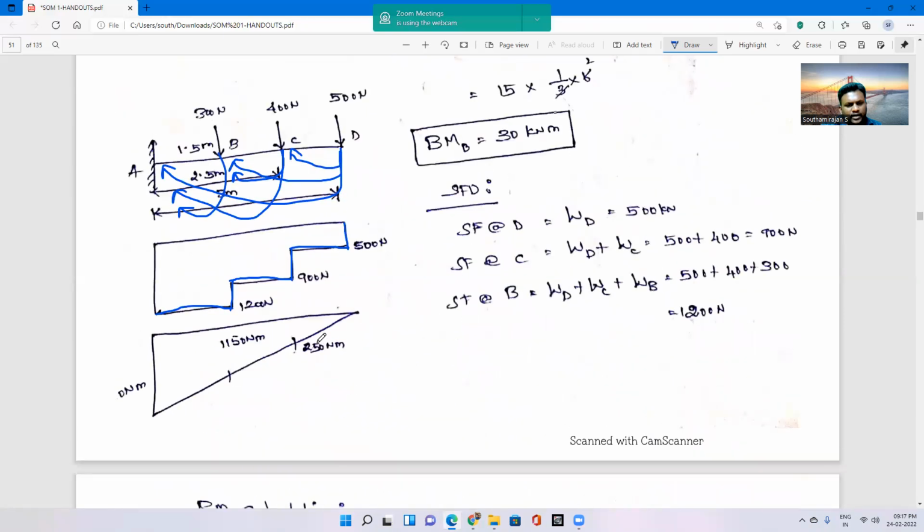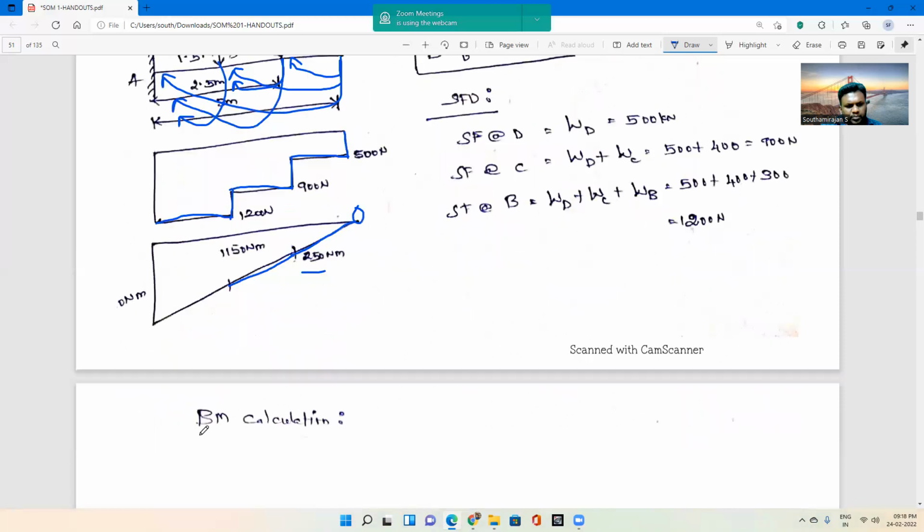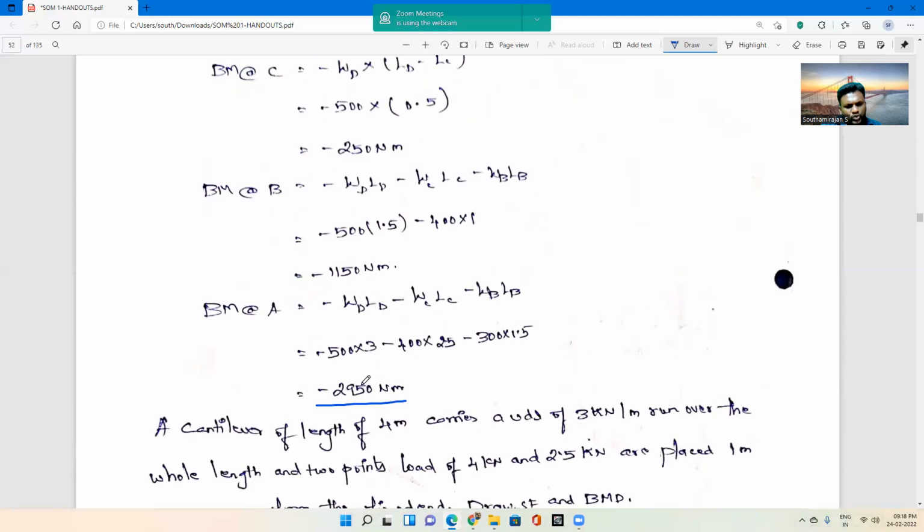So we have calculated the value at each location. The first location, D point, the value will be 0. The second location will be 250 Newton meter. On the top, we will have the point load, so you have to connect them by a linearly inclined variation. Next, on reaching the B point, we have calculated the value as 1150 Newton meter. So we are connecting the variation by a linearly inclined variation.